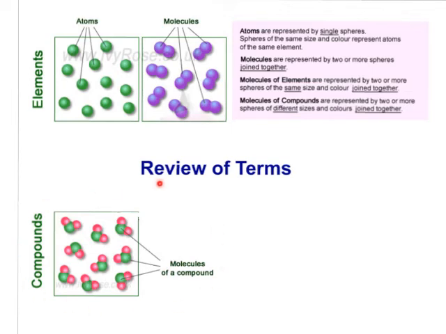And here we're talking about compounds. Remember, we have two or more different kinds of atoms that are joined together into a molecule, and we can call that now a compound because there are two or more different types of atoms present in that molecule.